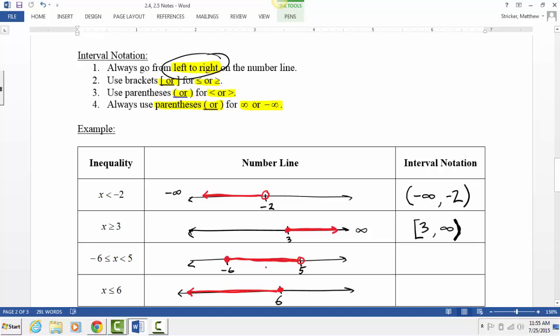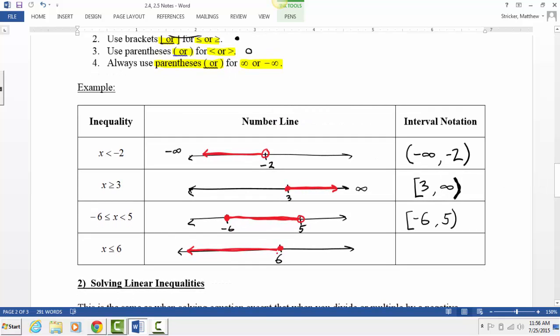Third example, there is no infinity. It's between two numbers. And moving left to right, it goes from negative 6 on the left to 5 on the right. So I'm going to go ahead and write negative 6, comma 5. It's a closed circle on the left, open circle on the right, so it's a bracket, parenthesis. It's an equal to, and without an equal to, bracket, parenthesis. We might even make a little note up here. Brackets are when we have closed circles, parentheses are when we have open circles.